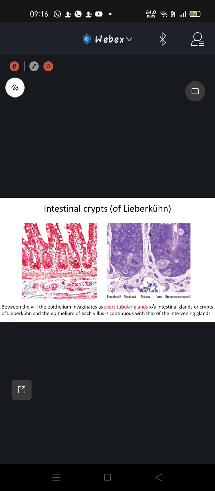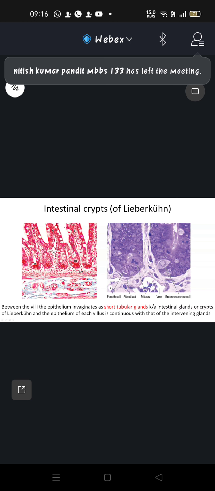When we see this lining epithelium, it is invaginating into the lamina propria in the villi.